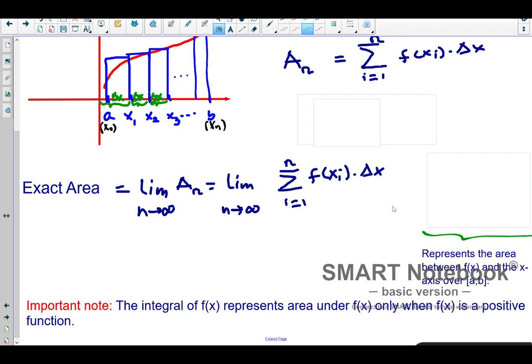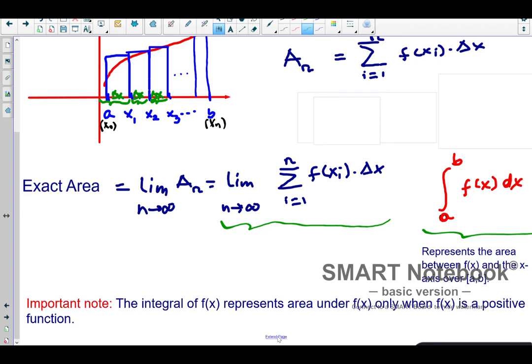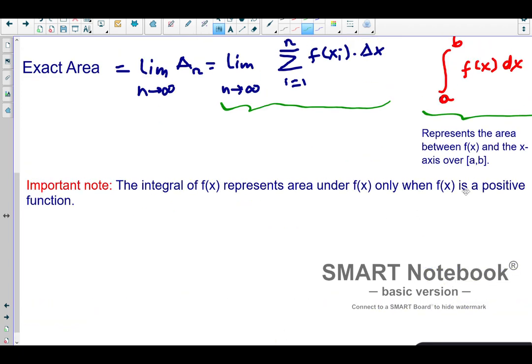And basically what you see right here, we're going to introduce a shortcut notation now. Instead of using the limit of a sum, we're going to use the elongated s notation, known as the integral notation, to represent this entire quantity. Instead of f of x sub i, we write f of x. Instead of delta x, we write dx. So just know that this quantity, the integral from a to b, represents the area between f of x and the x-axis over the interval from a to b for positive functions.